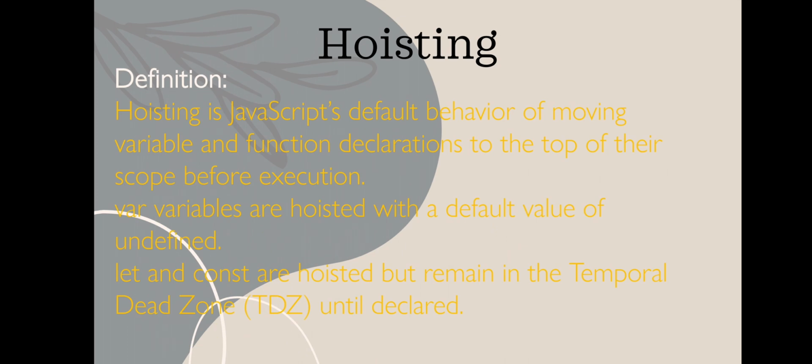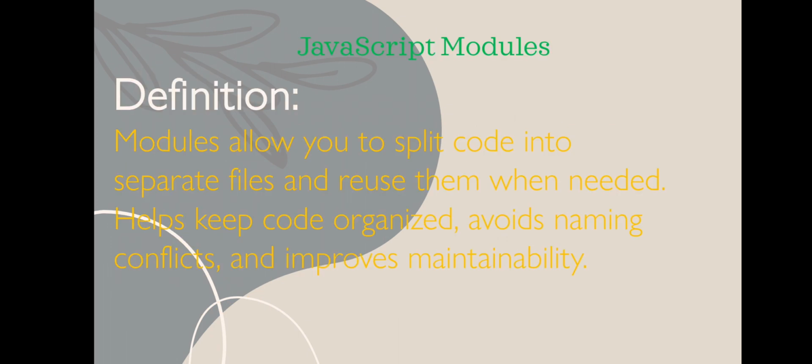And hoisting in JavaScript is the default behavior of moving variable and function declarations to the top of the scope before execution. Variables are hoisted with a default value of undefined. Here is a basic code.